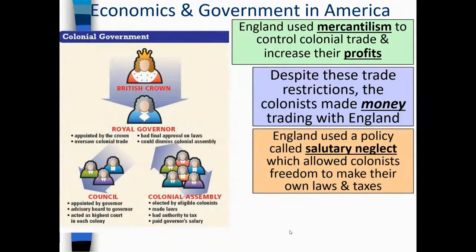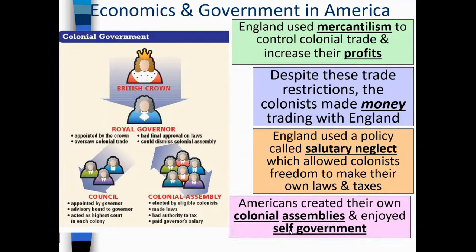England used a policy called salutary neglect, which allowed colonists freedom to make their own laws and taxes. Americans created their own colonial assemblies and enjoyed self-government.